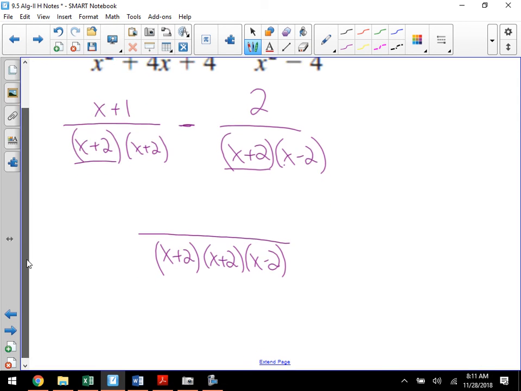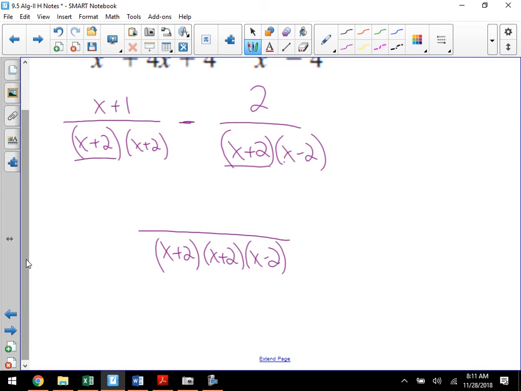Now you go through the idea. If you look back at the original fractions, the fraction on the left has the x plus 2 and the x plus 2. What's it missing? X minus 2. So it becomes x plus 1 times x minus 2. The fraction on the right has x plus 2, x minus 2. What is it missing? X plus 2, good.